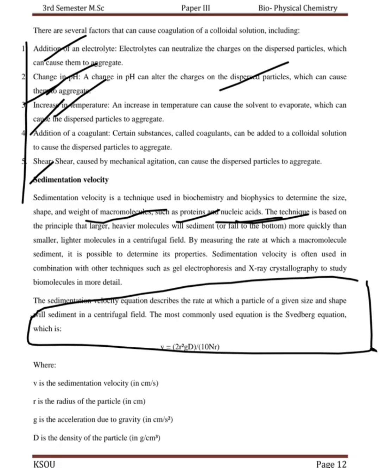When centrifuged, the formula we use to calculate the sedimentation velocity is V = 2r² G D / 9η. V is the sedimentation velocity, η is the viscosity of the solvent, G is the acceleration due to gravity, so that is with respect to the centrifuge, and D is the density of that particle.